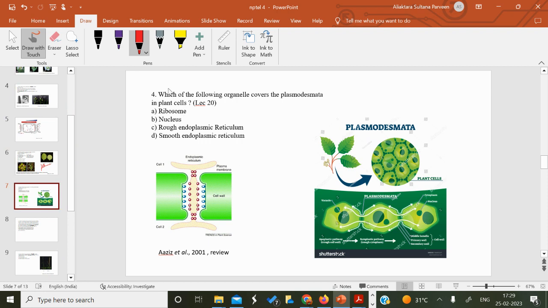So this one everyone knows, I guess. Which of the following organelles covers the plasmodesmata in plant cells? So what is plasmodesmata? Can anyone tell? Anything from the pictures? It is here.